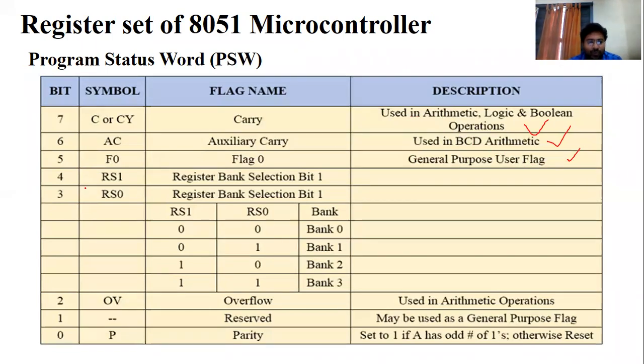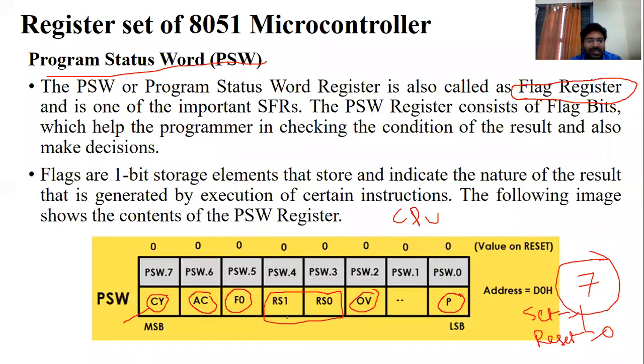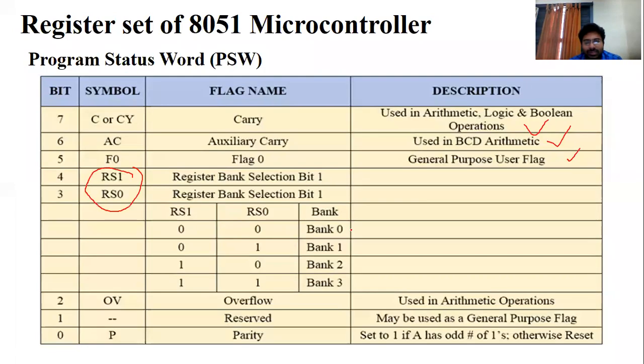These 2 bits, RS0 and RS1, are used to access the register bank. So this is bank 0, bank 1, bank 2, bank 3. You know that the 32 registers are divided into 4 banks of 8 registers. Each bank has 8 registers. Then the overflow flag is used in the arithmetic operations.